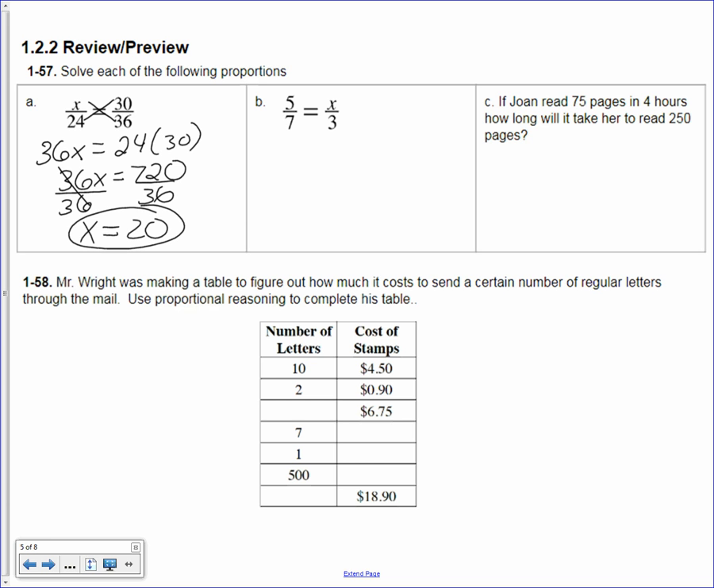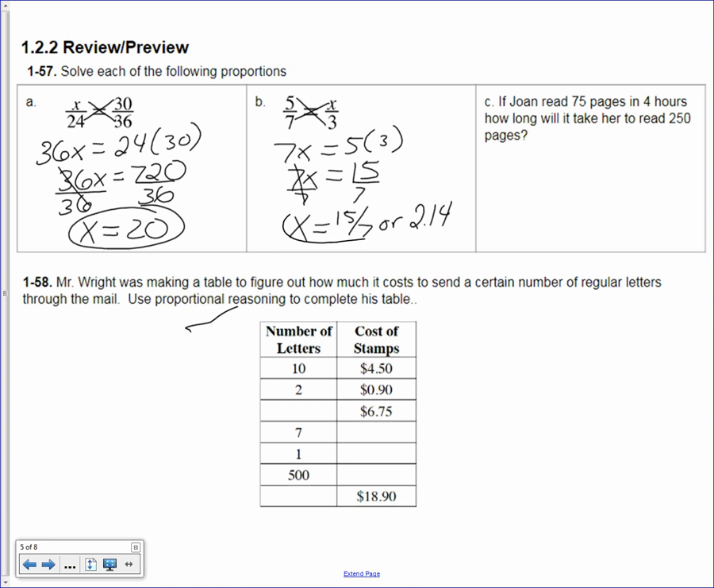Okay. For problem B, again, I'm going to cross multiply. So I'm going to get 7x equals 5 times 3. 7x equals 15. Divide both sides by 7. So now a couple people left it x equals 15/7, which is fine. Or you could have rounded it and said it was 2.14, approximately.